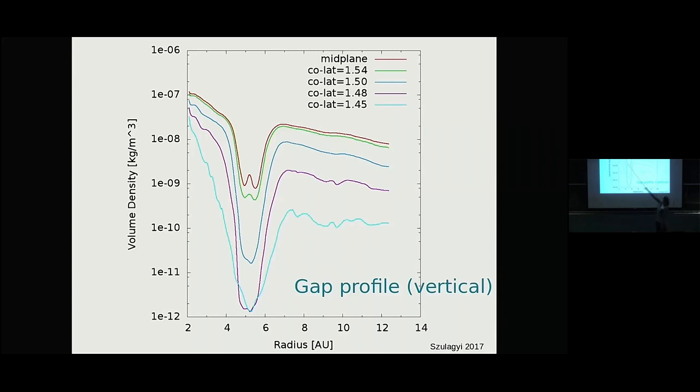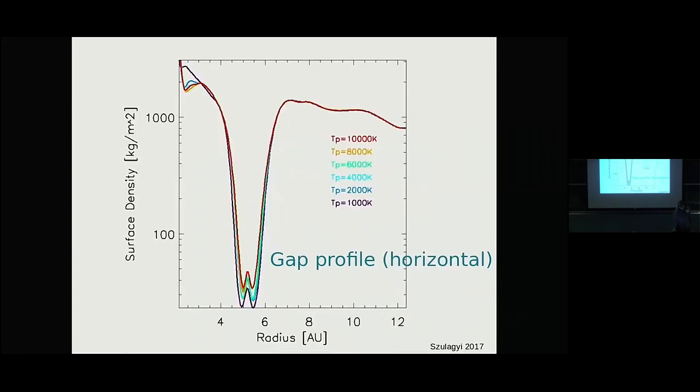Here you see the midplane in red, and then we are going towards the surface of the disk in this radiative simulation, and you see that the gap profile changes quite a bit, both in terms of width and also how shallow or deep it is. We also see that in the horizontal direction, the gap profile also changes with the heating. So if we have 10,000 Kelvin at the planet surface, then we have a much shallower gap than if we would have just 1,000 Kelvin at the planet surface. So it changes even the gap profile.